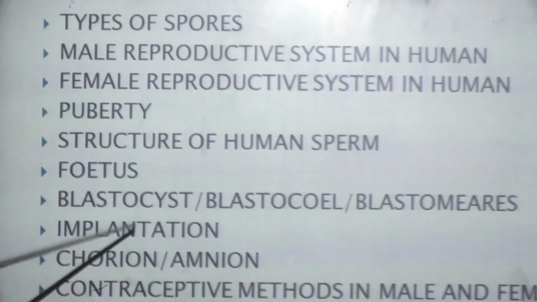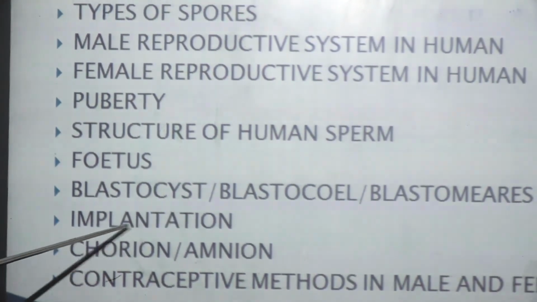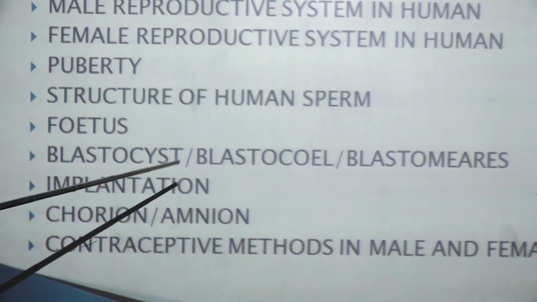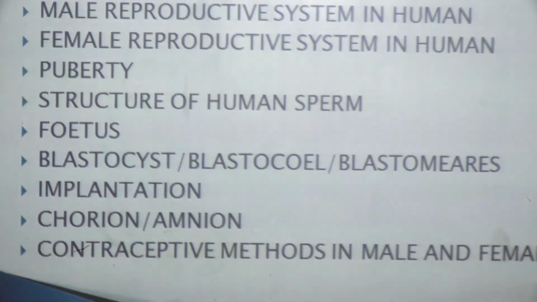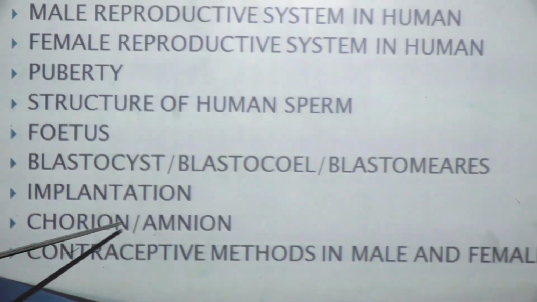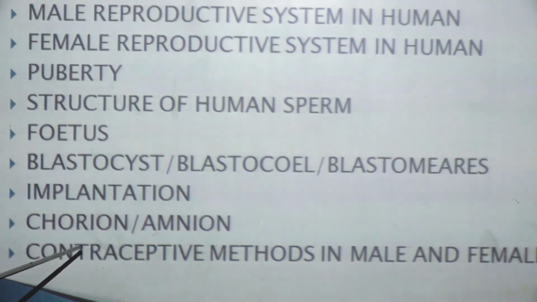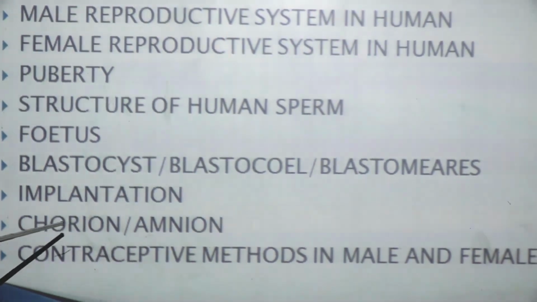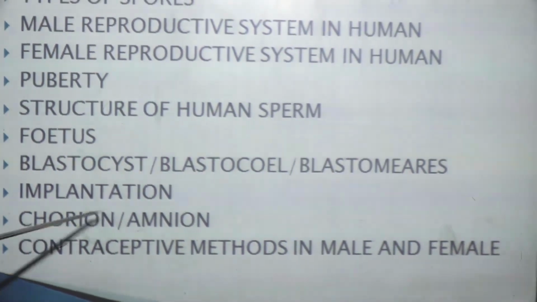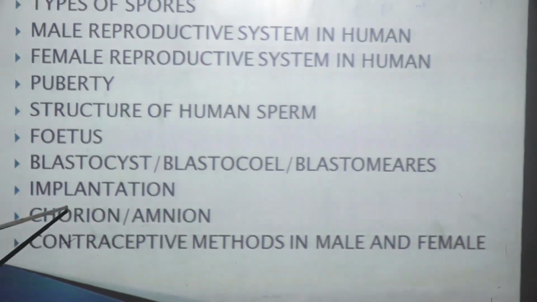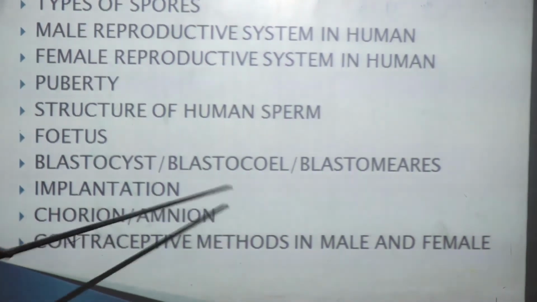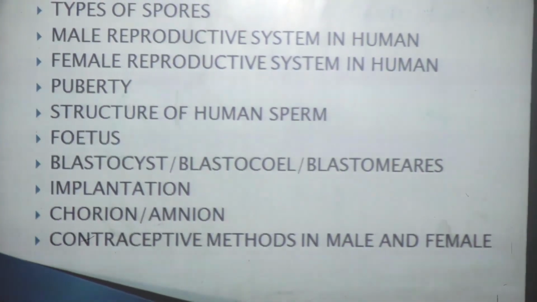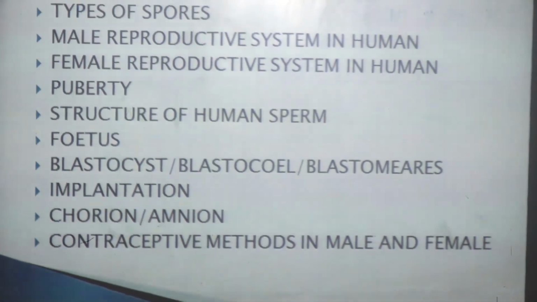Implantation. Implantation means the blastocyst enters into the uterus and attaches to the uterus. That is implantation. Only simple. 2 or 3 lines you can write for 2 marks. Chorion and amnion. In the textbook, amnion is there first and chorion is there next. But I would like to write like this because this is outer and this is inner. So chorion is outside, amnion is inside. In between the fetus and the amnion there is a fluid. That fluid is called amniotic fluid.